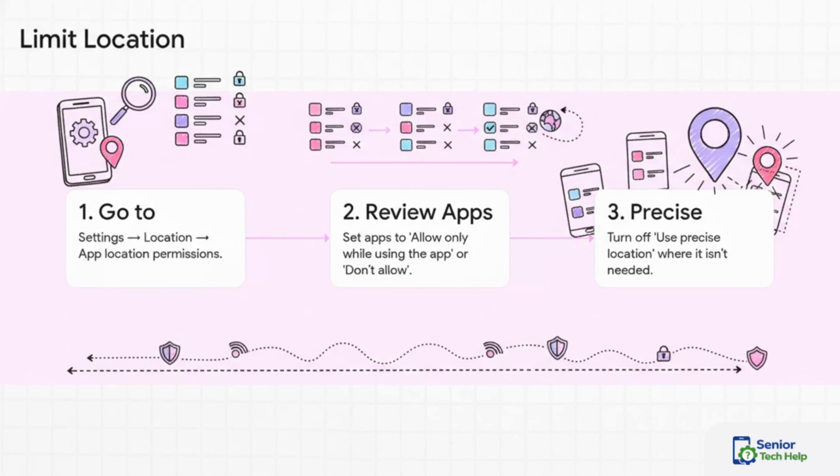All right, step one. Sound familiar? We're going to manage which apps can see your location. So open up your settings and look for location. Tap on that. Then look for app location permissions. You'll see your list of apps, just like we did before. Go through and choose allow only while using the app or don't allow. And again, see that use precise location option? Go ahead and turn that off for any app that doesn't really need it.